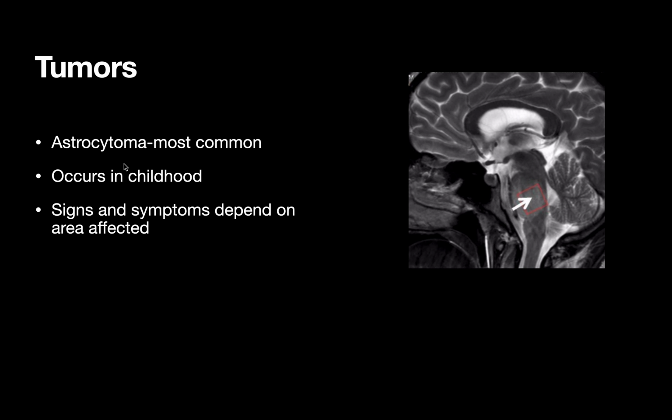Okay, so astrocytomas are going to be the most common tumors of just the pons. There's a bunch of other diseases that involve the pons, but they also involve the medulla and the cerebellum. But this is going to be the most common one that affects the pons. It occurs in childhood, and signs and symptoms depend on the area affected. If it's closer to the medial lemniscus, there's going to be ataxia. If it's closer to, let's say, the nuclei of the trigeminal nerve, that's going to be facial palsy and loss of corneal reflex. So it's going to depend.